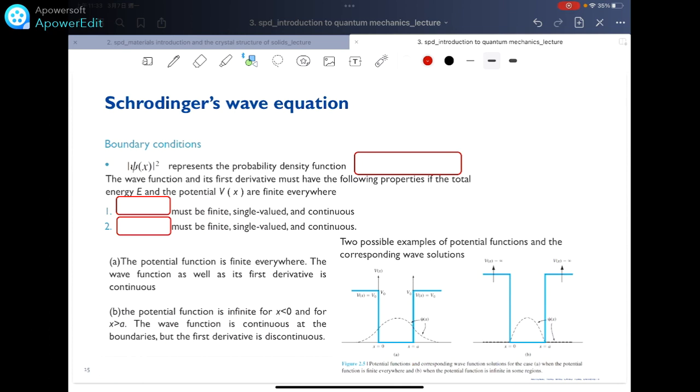Okay, so now, in the future we are going to solve the wave equation, and before we solve it, we need to clearly define the boundary conditions. As you may know, the boundary condition is critical to solving the equation. The first one: this represents a probability density function. That means if you do the integration over the full space, the probability will be equal to 1, right? So that's 100%, so that's a 1. That's the first boundary condition.